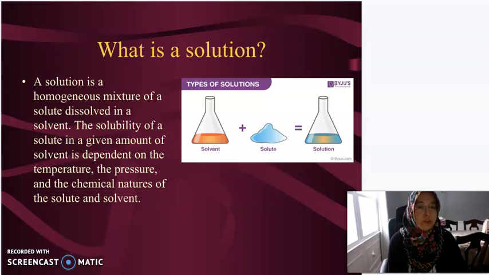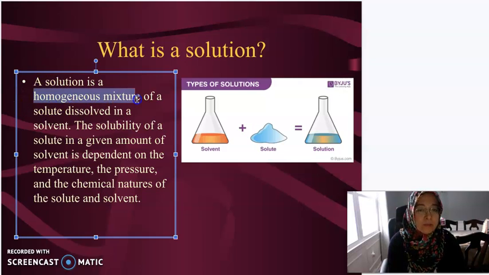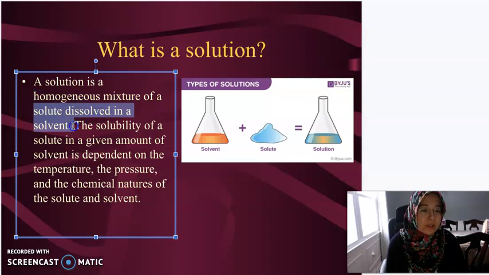What is a solution? A solution is a homogeneous mixture. It is not a pure substance. It is a mixture, but a homogeneous mixture, which means when you look at it, you will only see one phase. A solution is a homogeneous mixture of a solute dissolved in a solvent.